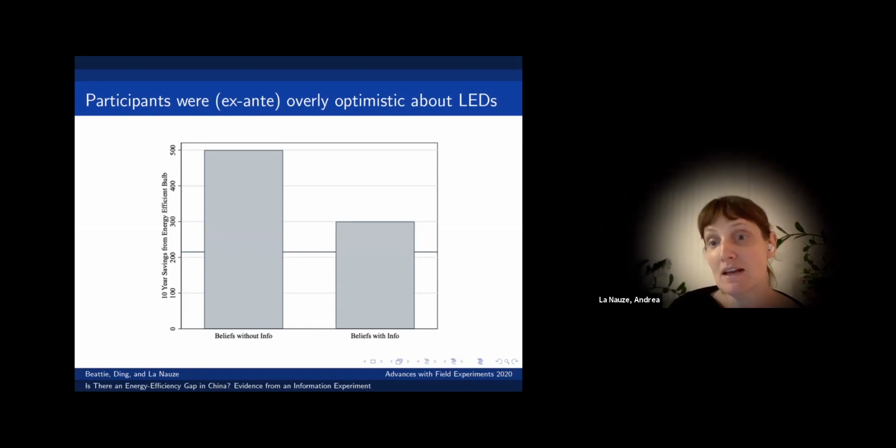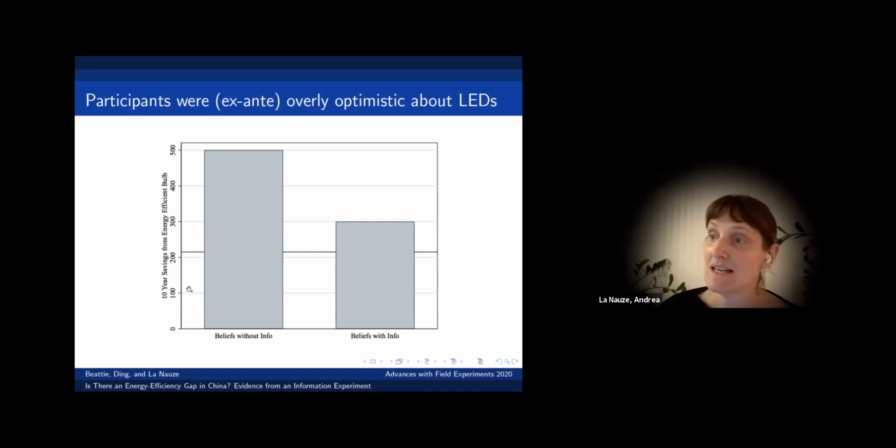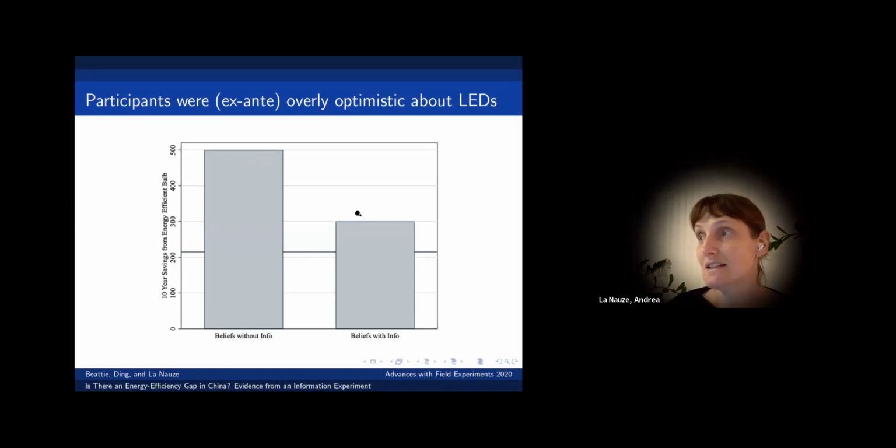Our second main result is that information revised beliefs about the expected energy savings of LED light bulbs downwards. So here we're seeing median beliefs of participants about the 10-year savings from the energy efficient bulb. On the left are the median beliefs of participants who had not received information in our treatment, and that's 500 yuan. On the right, we see median beliefs of participants who had received information in our experiment, and that was 300 yuan. So information revised beliefs downwards and towards the information provided in our experiment, which was 215 yuan. This difference is statistically significant.